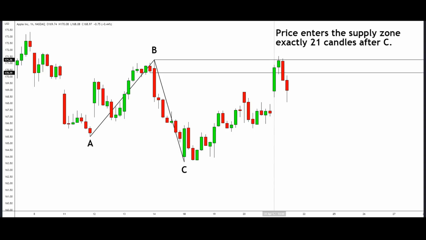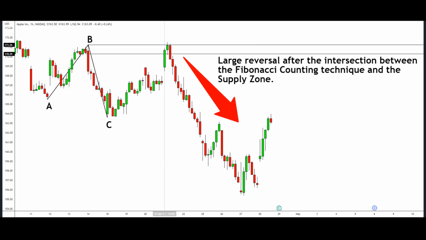Let's now check what happened with price. In this chart, you can see how the intersection between the Fibonacci counting technique and the supply zone induced the market into a large reversal to the downside. This is a much better use of the Fibonacci counting technique. Of course, this is just one of the hundreds of possible combinations of techniques.